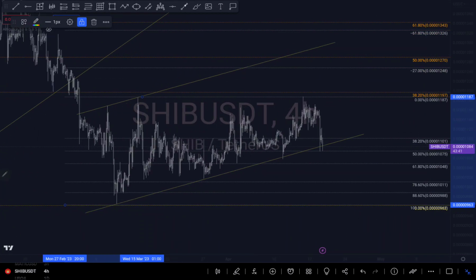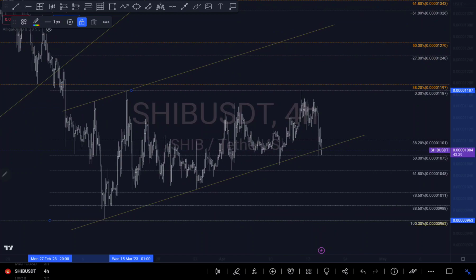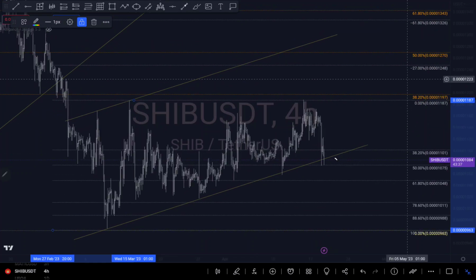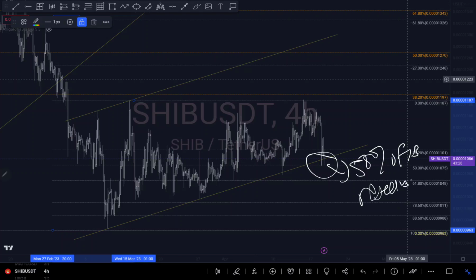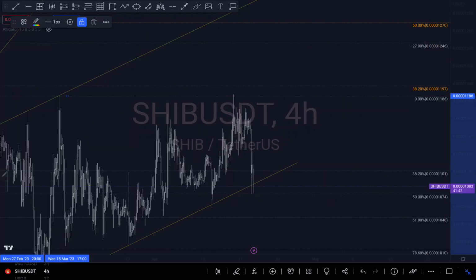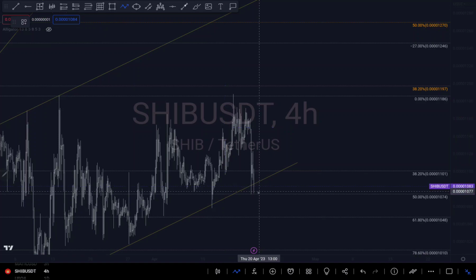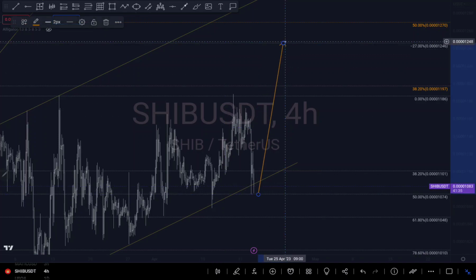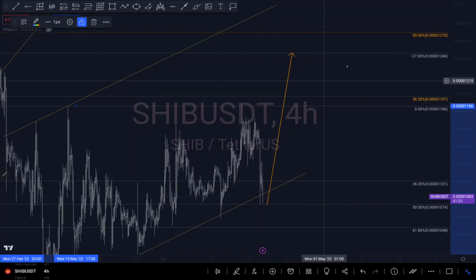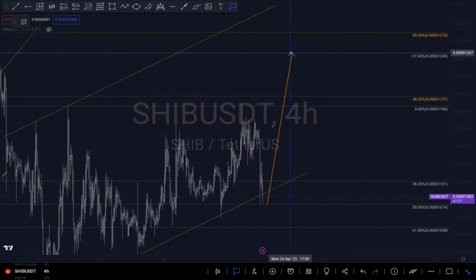And we can see right here, currently, a rejection off of the 50% fib level, rejecting off of that level. So I still see that we might push up to at least, you can see around here. So there's a possibility where we might push up to this target right here, the current target. This is what I'm currently seeing on SHIBA, that we might get to that level.